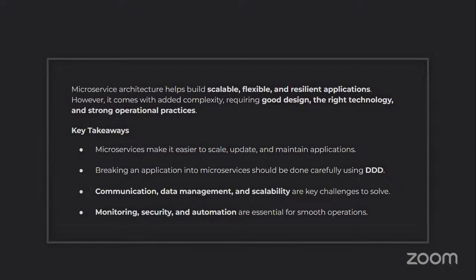Like we saw, we separated our e-commerce into three main parts, although this is only for something small. Communication, data management, and scalability are key challenges to solve. Also, monitoring, security, and automation are essential for smooth operation. They are very, very important.